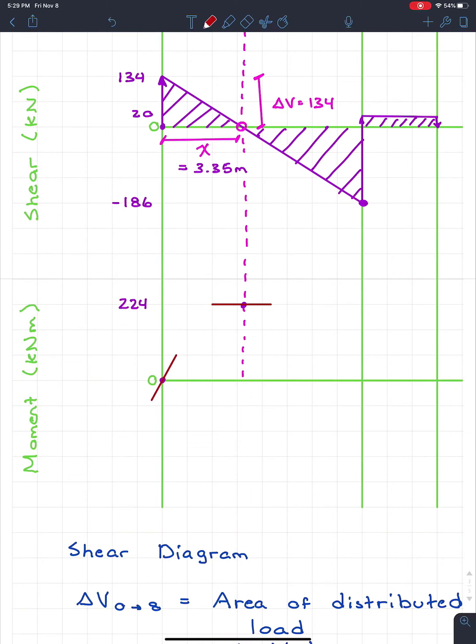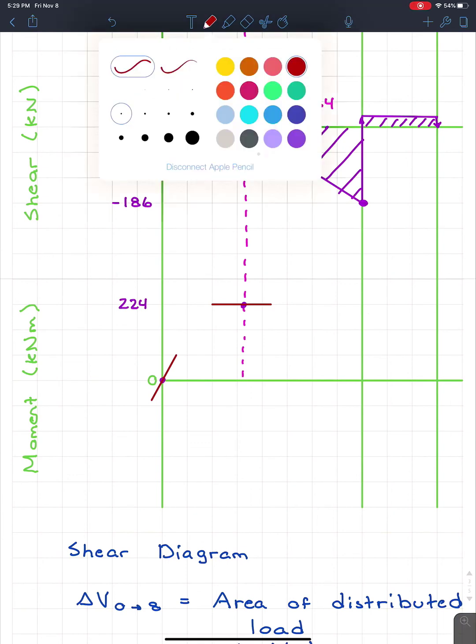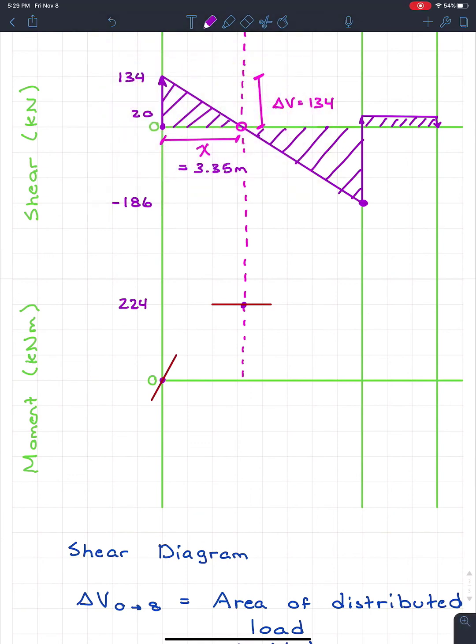So the only way that this diagram is going to work, and I'll just go back to the purple, is if my moment does something like that. So that's how you tell the correct possible way of your moment diagram, is you look at the values of shear to find your slope. And we'll do this again in the next one so you guys can see.